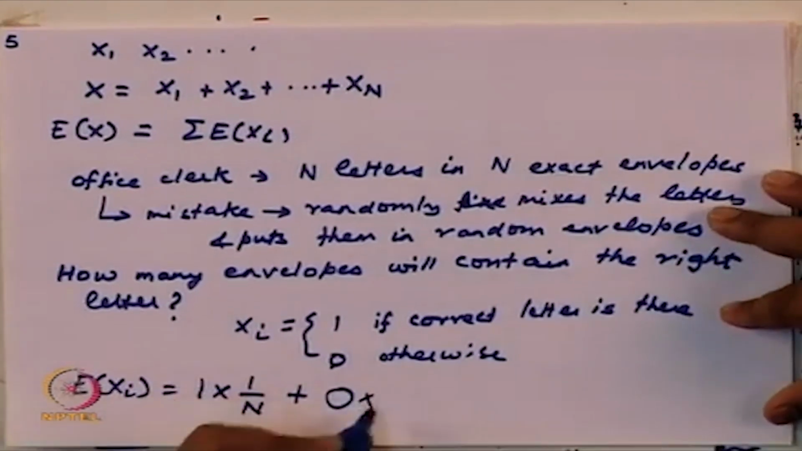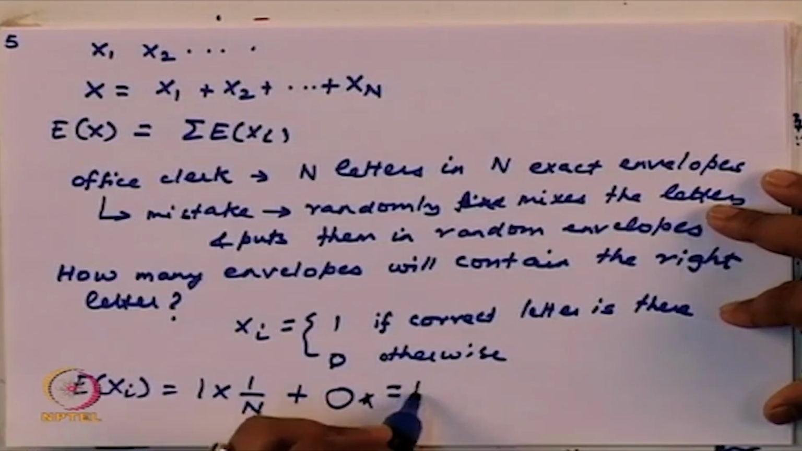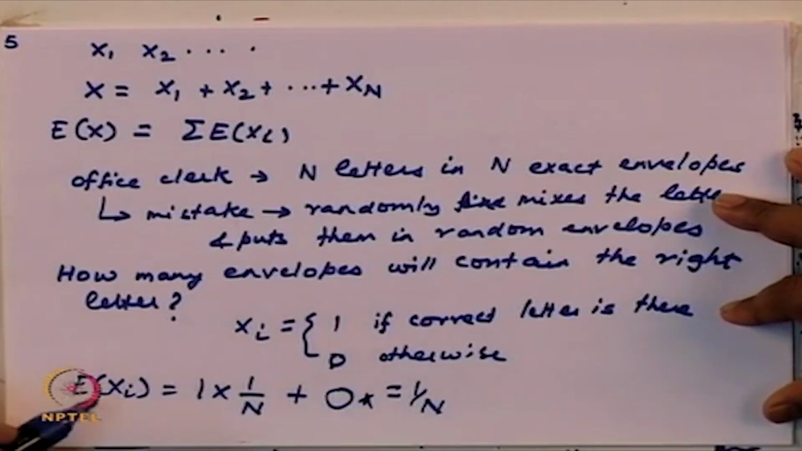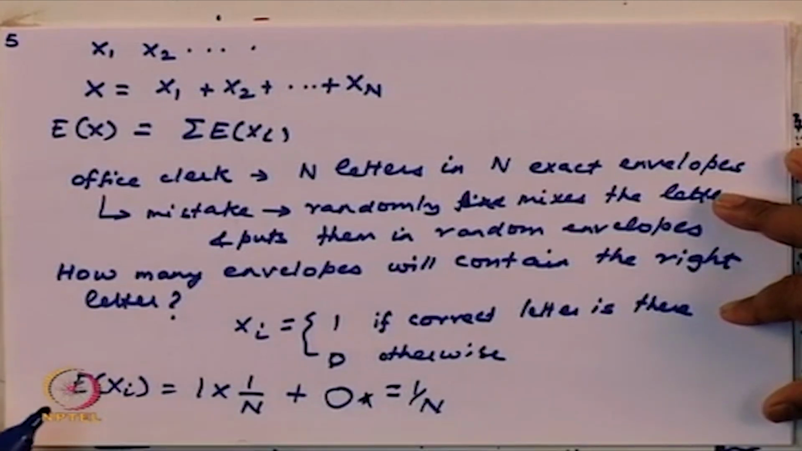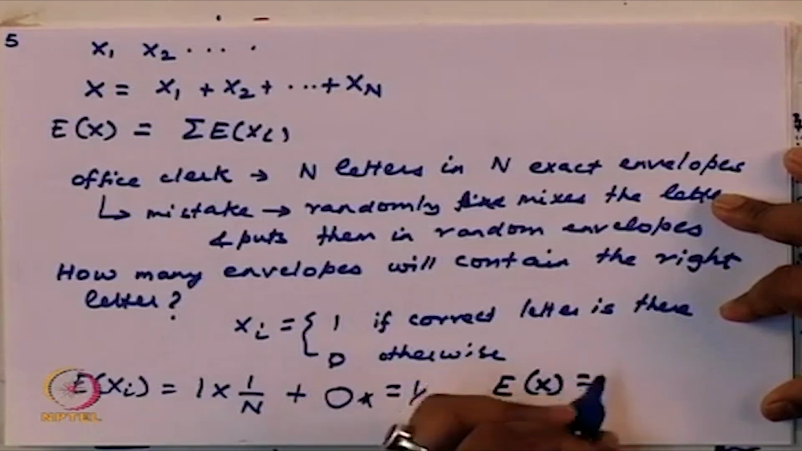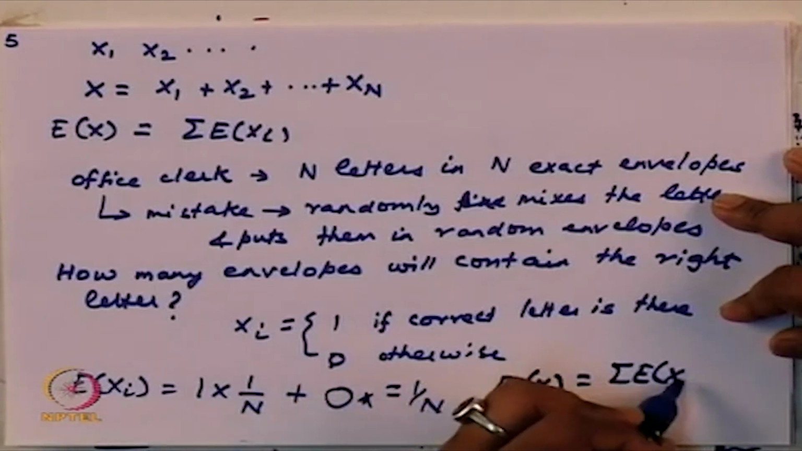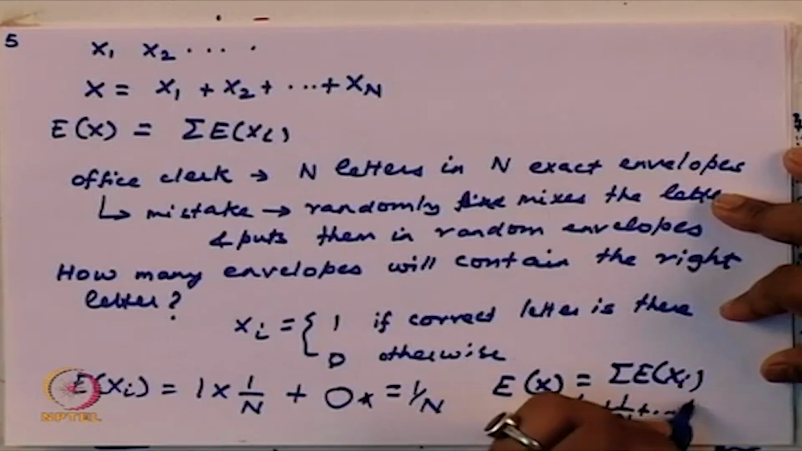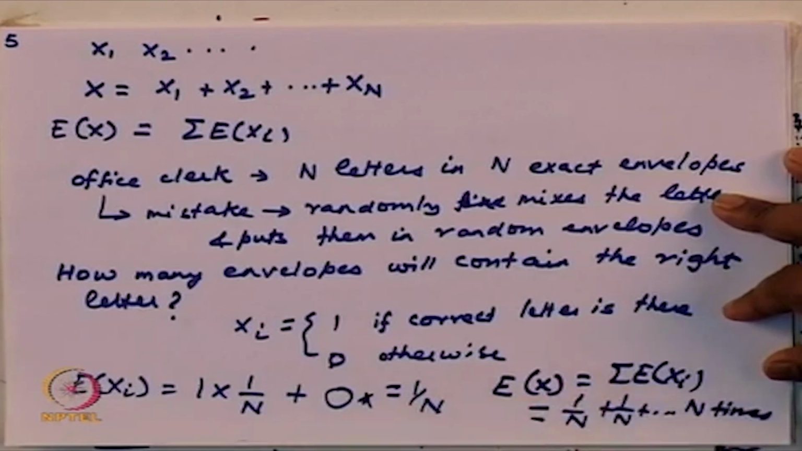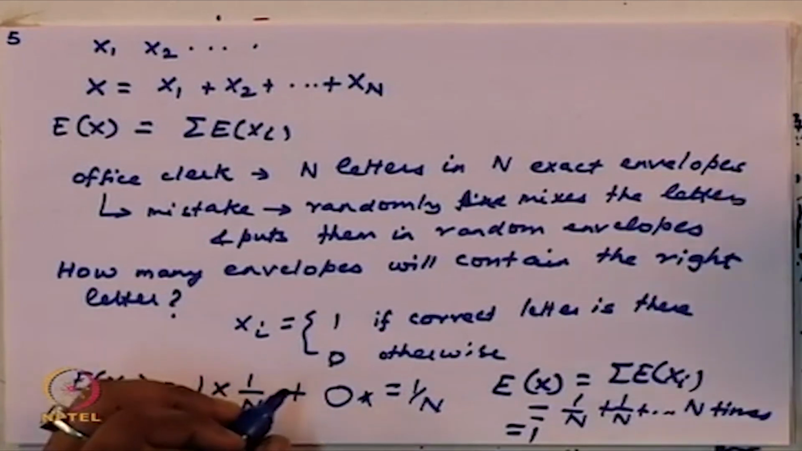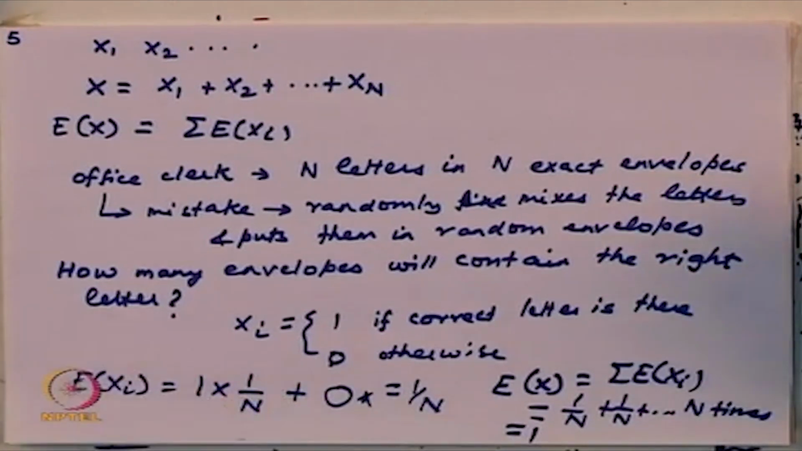Okay. So, for all of them it is also 1 by n. So, this is nothing but 1 by n. This is the expectation that the first letter is in the first envelope. My total expectation then is the summation of E x I, n times, 1 by n plus 1 by n times. What is the value then? 1 by n into n is simply equal to 1. So, it means that on an average only one letter will be in its correct envelope.